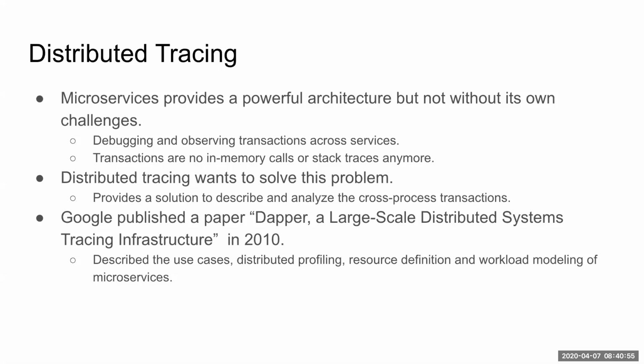Distributed tracing just wants to solve this problem. So they want to provide a solution to describe and analyze the cross-process transaction in the microservice environment. Provide a portal, provide a GUI, or provide some data for people to know, okay, I have the workflow and which operation is the bottleneck, so I have the clue to know which operation should be improved.